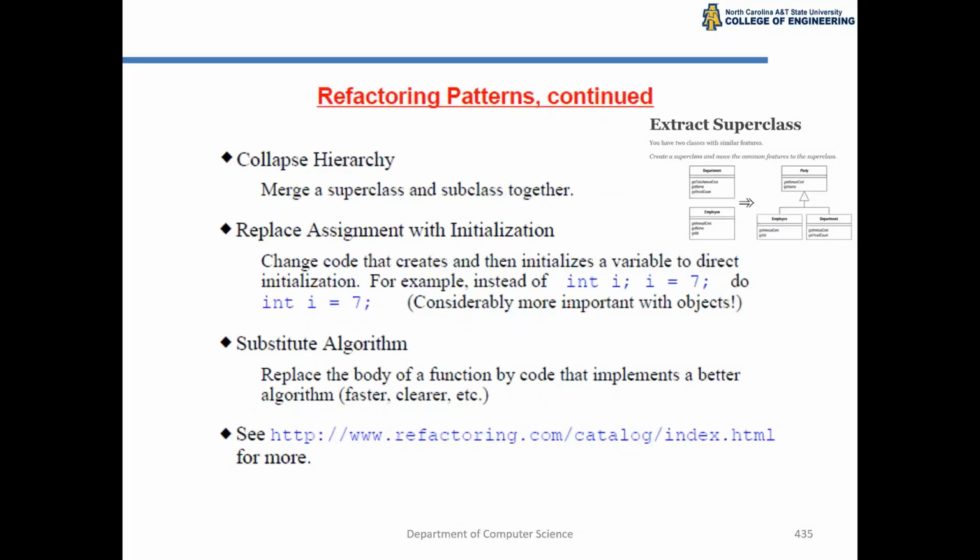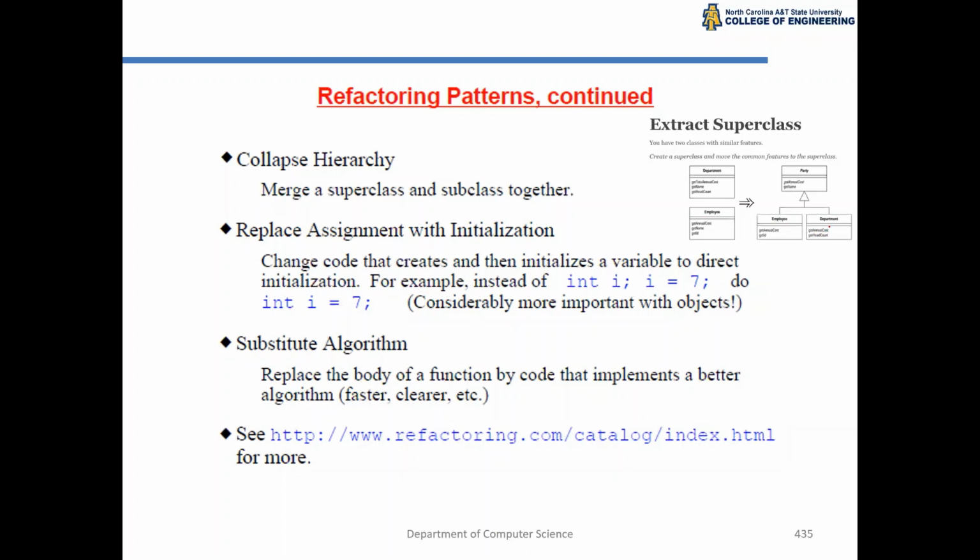Collapse hierarchy. For example, you have two or three classes that share common features. So you can make a superclass-subclass relationship. The common features may belong under the superclass, because the superclass and subclass inherit a lot of things. The superclass, for example, here, employee.